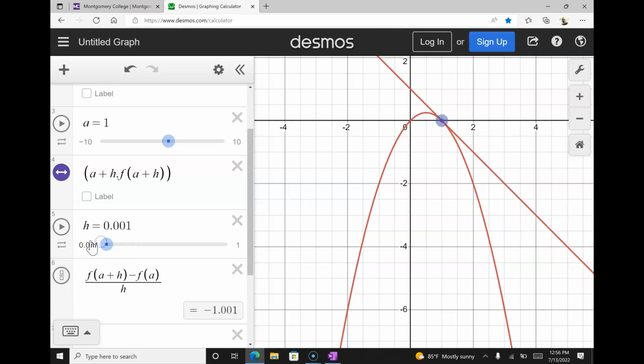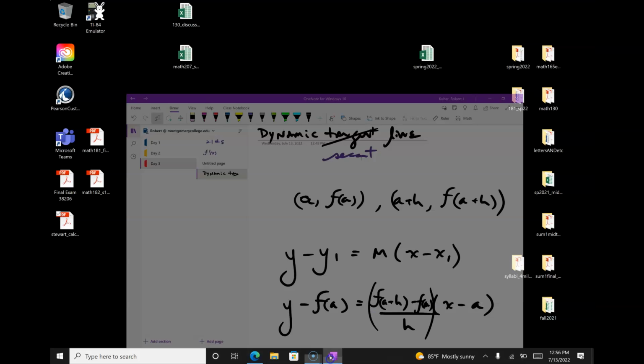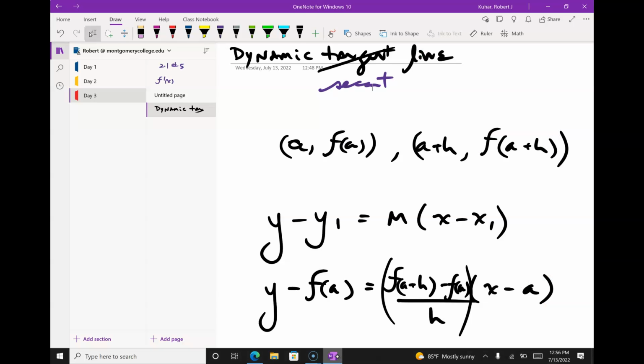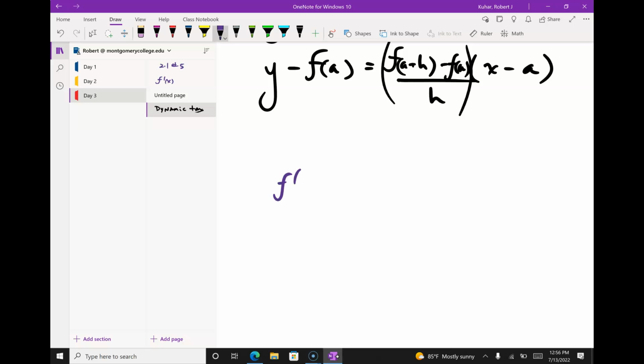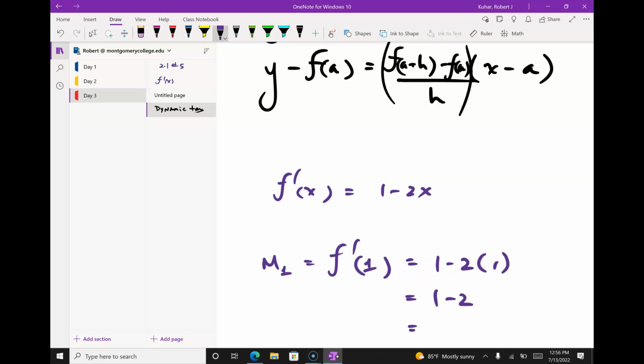What do you think? Where do you think it's going to? Negative one. What did we say the slope was? We said the derivative was 1 minus 2x, right? And if I let x be 1, I get 1 minus 2 times 1, which is 1 minus 2, which is negative 1. Right? You following me?